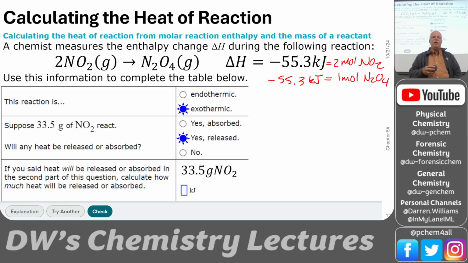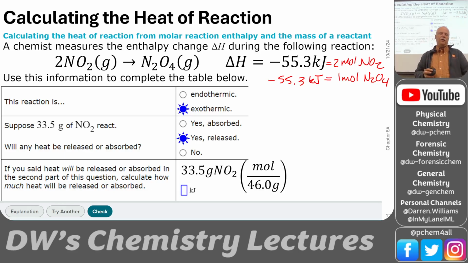Now, one thing I would like to point out is that whenever we say released or absorbed, those words can take the place of the plus or minus sign. So let's pay careful attention to this problem. First step is super easy. This is what you've been doing this whole time, calculating the molar mass. So 46 grams per mole for NO2.